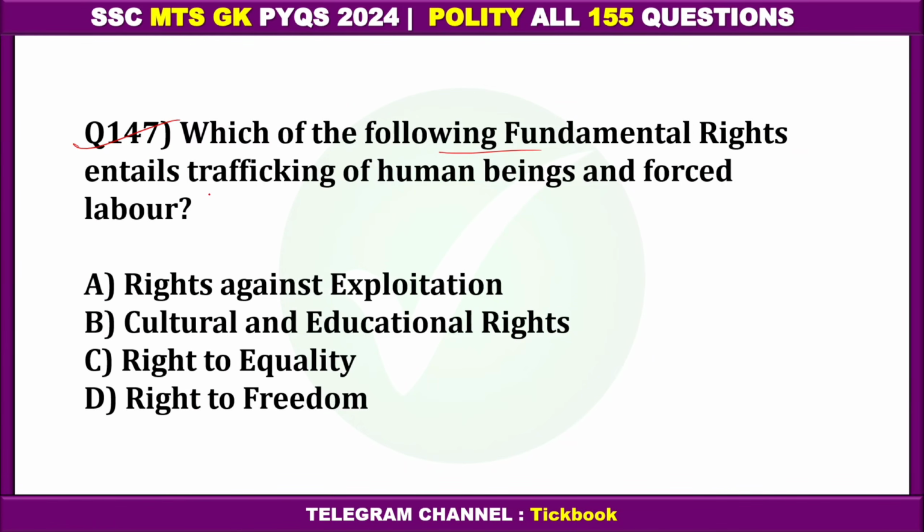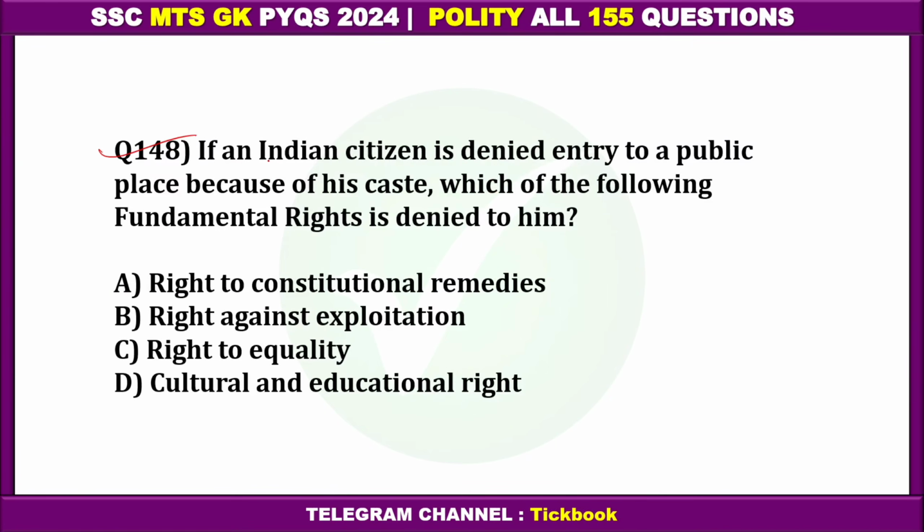147. Which of the following fundamental rights entails trafficking of human beings and forced labor? Option number A is the correct answer, right against exploitation. 148. If an Indian citizen is denied entry to a public place because of his caste, which of the following fundamental rights is denied to him? Option number C, right to equality, because of his caste.